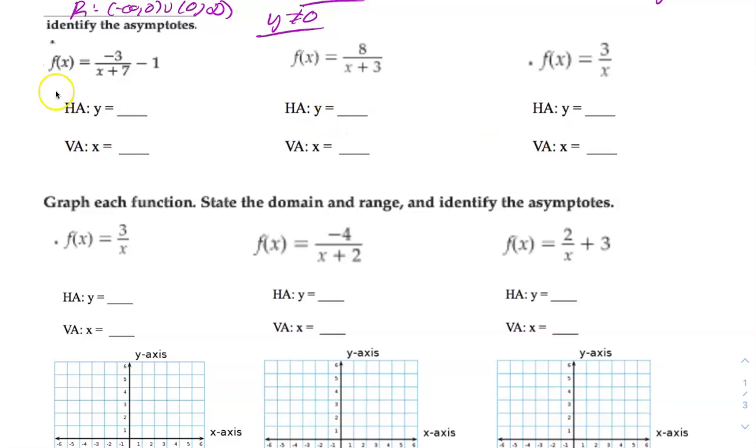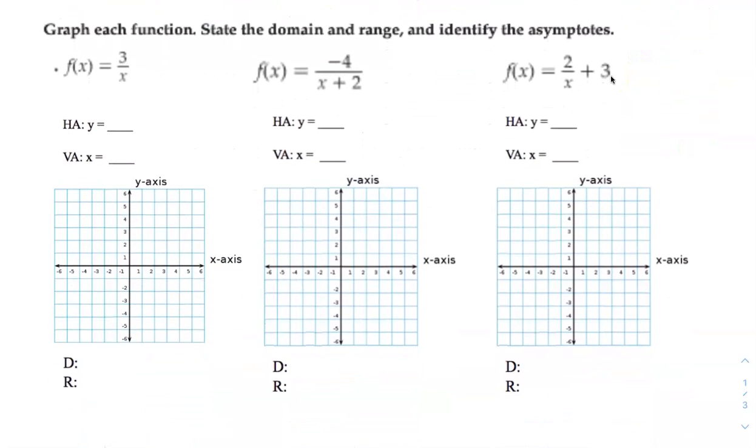Identify the asymptotes. So remember the horizontal is just the vertical shift, so -1. The vertical is the bottom equal to 0, so subtract 7, so -7. Over here, vertical shift, I don't see one, so it's like plus 0, so that'd be 0. The vertical asymptote is the bottom equal to 0, so x equals -3. Right, here again, I don't see anything there, so plus 0. The vertical is the bottom equal to 0, well, you just get 0 again. So the vertical asymptote is 0, and the horizontal asymptote is 0.